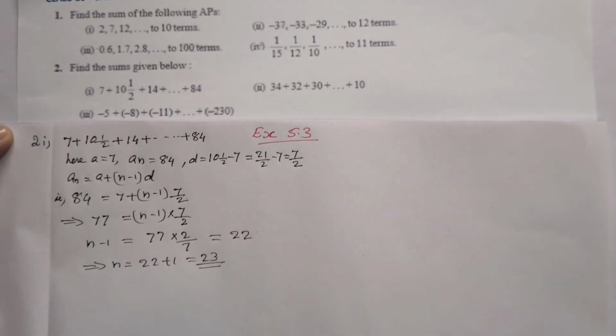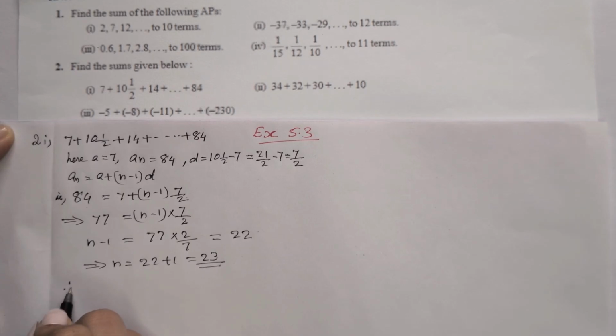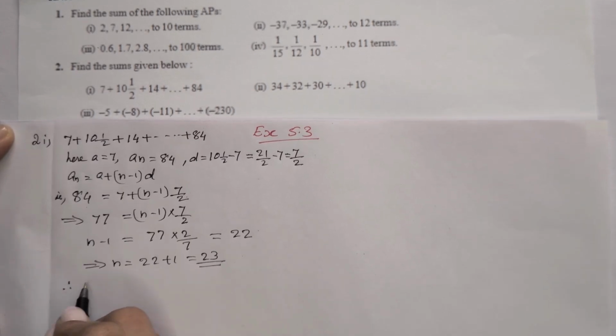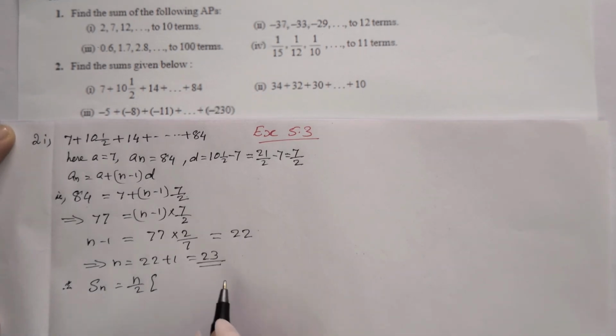Now we got n. Then we can calculate by using the sum formula. Sn, that formula we have tried first. Sn is equal to n by 2 into, here we are using the formula where the first term is given and the last term also is there. So we can use that formula, a plus, first term plus last term, l or an, which is equal to S23 is equal to n by 2, 23 by 2.